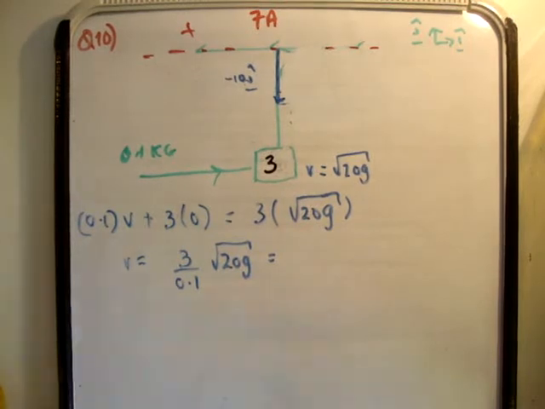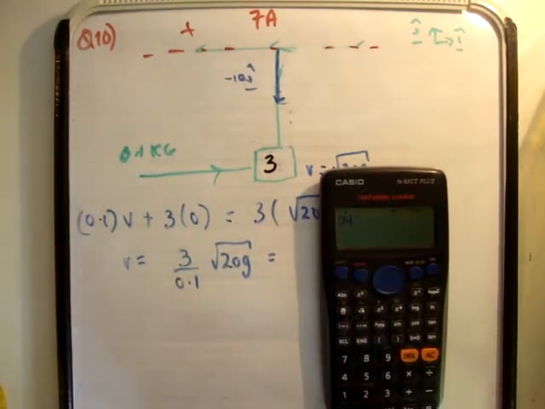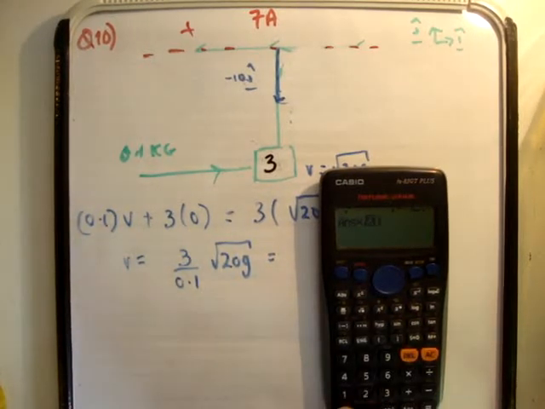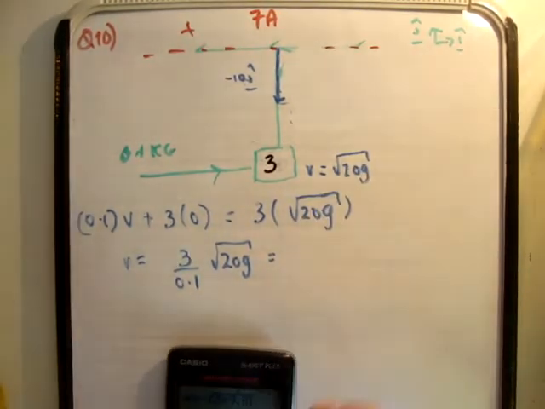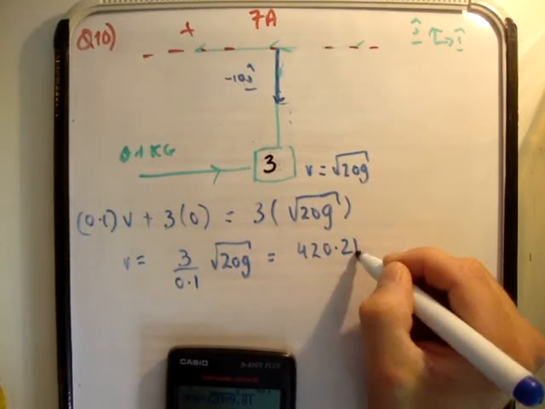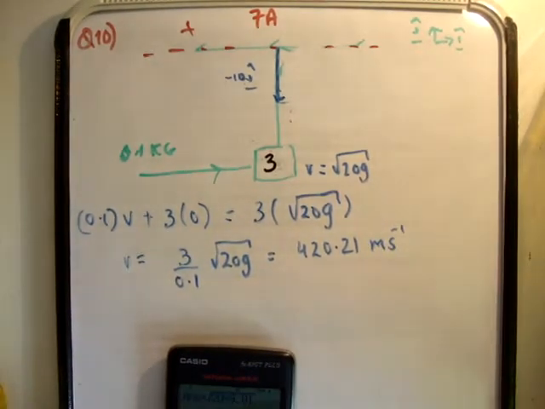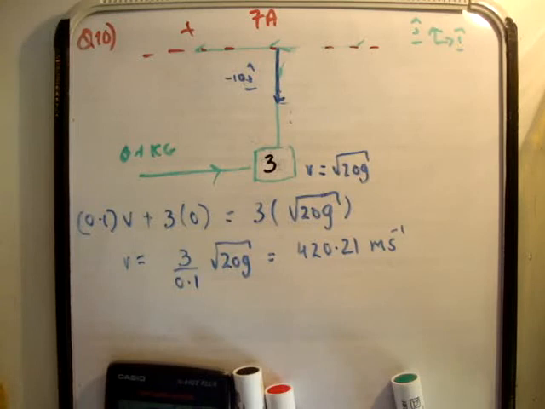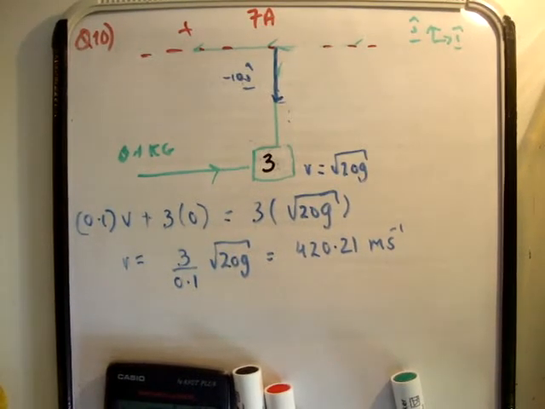So bear with me one moment now and I just calculate that. So you have 3 divided by 0.1 first of all, and I need to multiply that by the square root of 20 multiplied by 9.81, giving us an answer of 420.21 meters per second. And you say to yourself, well, does that make sense? Before you even look at the answer, well, you know the speed of sound is about 330 meters per second. So we know, of course, that a bullet moves faster than the speed of sound. So it seems in the ballpark anyway. So let's just check the answer. So on 7A question 10, and 420 is the correct answer.